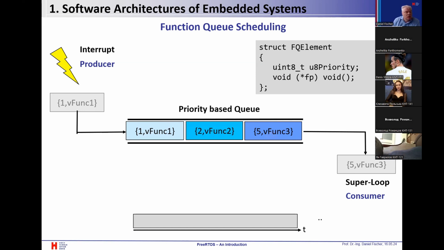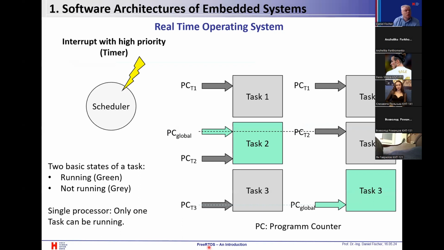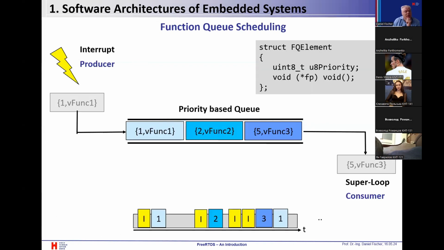As an example, just to show it here, you can see an interrupt is coming. An interrupt puts an element into the priority-based queue. Then the consumer is executing it, and so on. The next interrupt is coming, putting also something inside the queue, and so on. This is called function queue scheduling here with a priority-based queue.